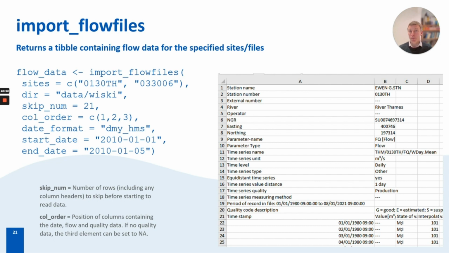This function allows us to batch import data from multiple files. The only caveat is that while all of those files can be different formats, so you could have a mix of CSV and Excel files, for example, they must all have the same underlying structure. That is, the same number of header rows, the position of the key columns should be in the same order, and the date format should also be identical across all of those files.